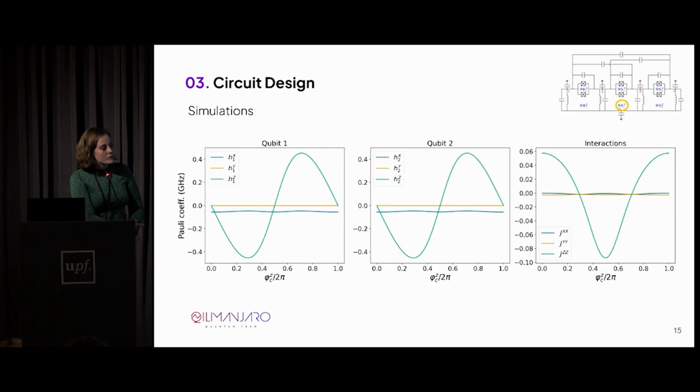Another thing to take from here is the huge impact that threading flux in the main loop of the coupler has, because you can see that the qubits actually shift a lot. This is expected just because of having this galvanic connection in the circuit, no? If we thread a flux in the main loop of the coupler, of course, we're generating a current that affects the qubits just because of how they are connected to the coupler.